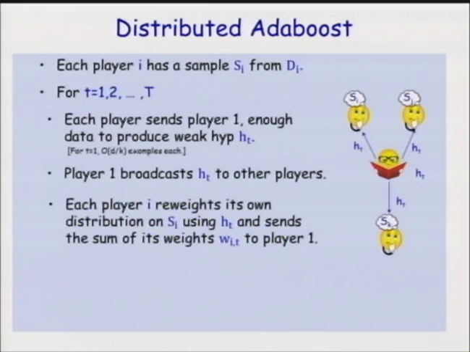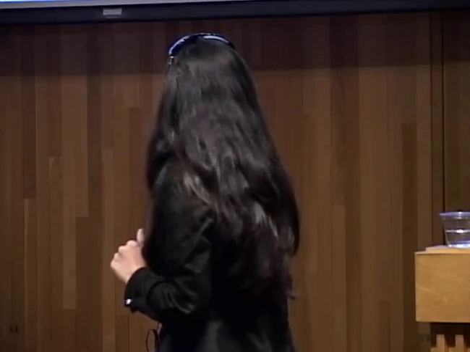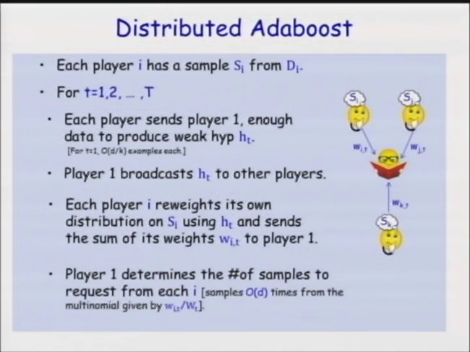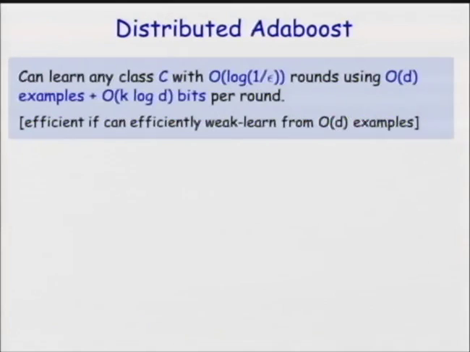And then the players do the reweighting of the distribution locally. So they reweight their own examples by using the hypothesis h_t. And then they also compute their current total weight on their own examples, and send the total weight to player 1. Now player 1 aggregates these total weights in order to determine how many examples to ask from each player for the next round. In particular, he is going to sample order d examples from the multinomial given by these weights, essentially. Okay, so that's basically the distributed implementation of boosting. And it turns out that this natural implementation leads to the following result.